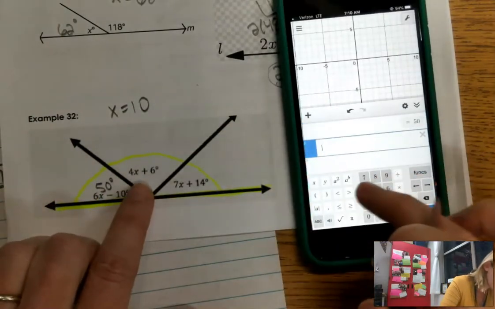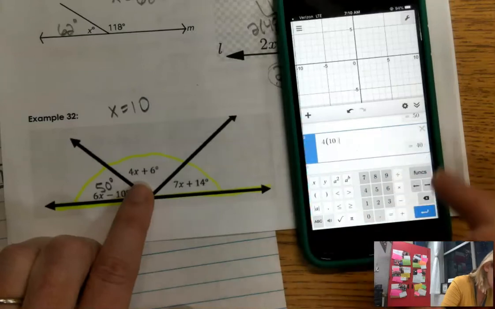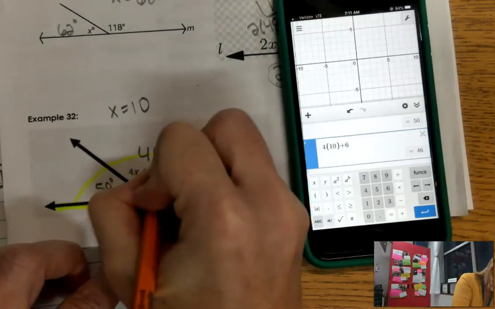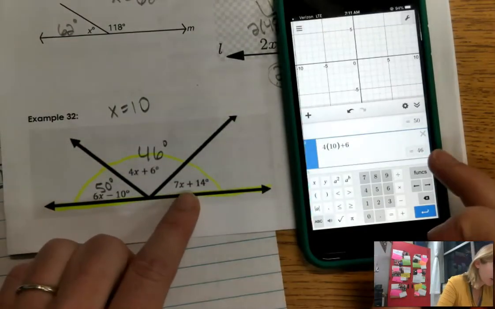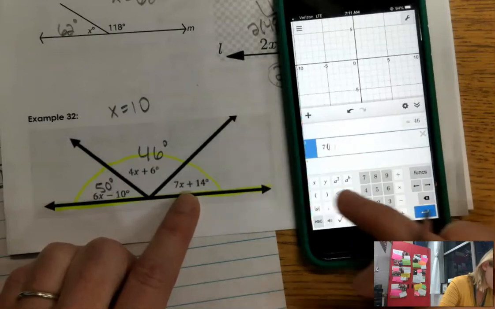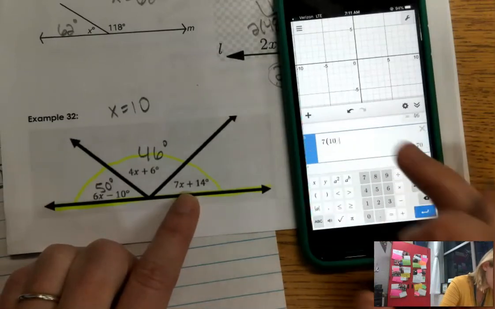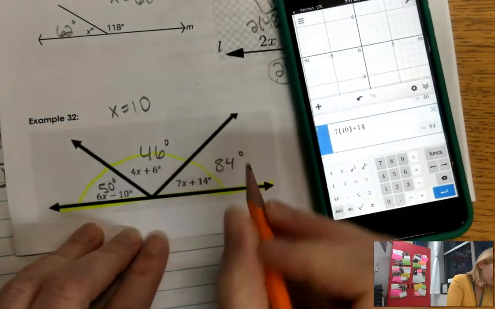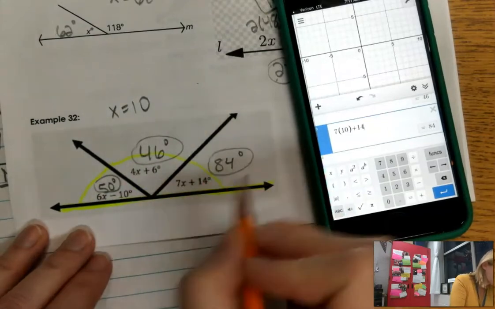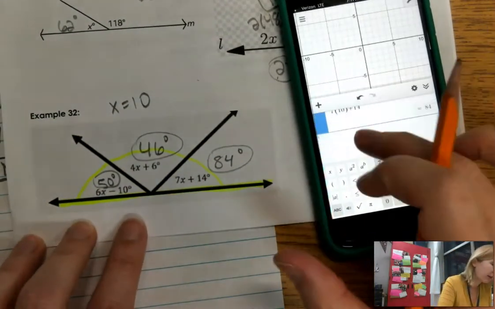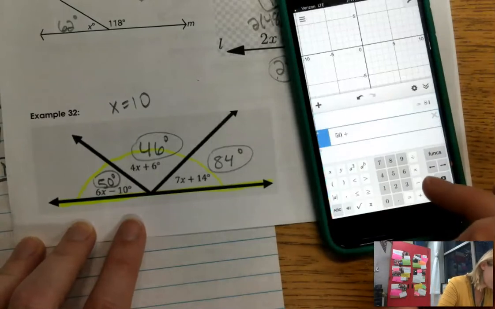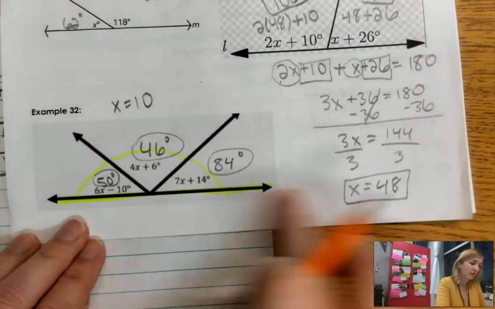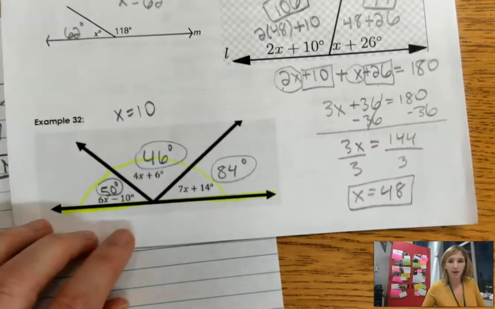All right, I'm going to do the same thing here. 4 parentheses 10 plus 6. And I get 46. So I know this must be 46 degrees. And I'm going to do the same thing here. 7 parentheses 10 plus 14. And I get 84. All right, so I know that all three of these together, if I did my math correctly, should add up to 180. So let's see. 50 plus 46 plus 84 is equal to 180, because they're all just sitting together on this line.